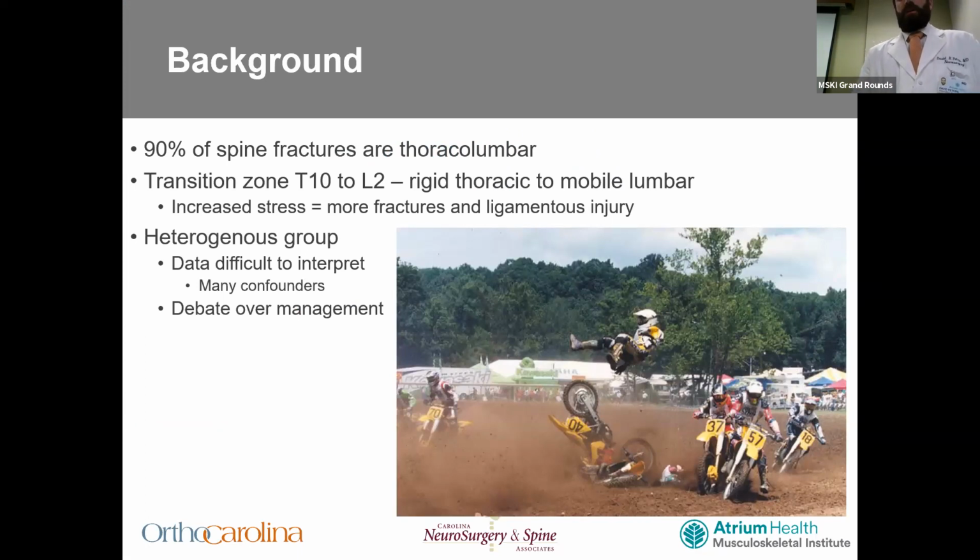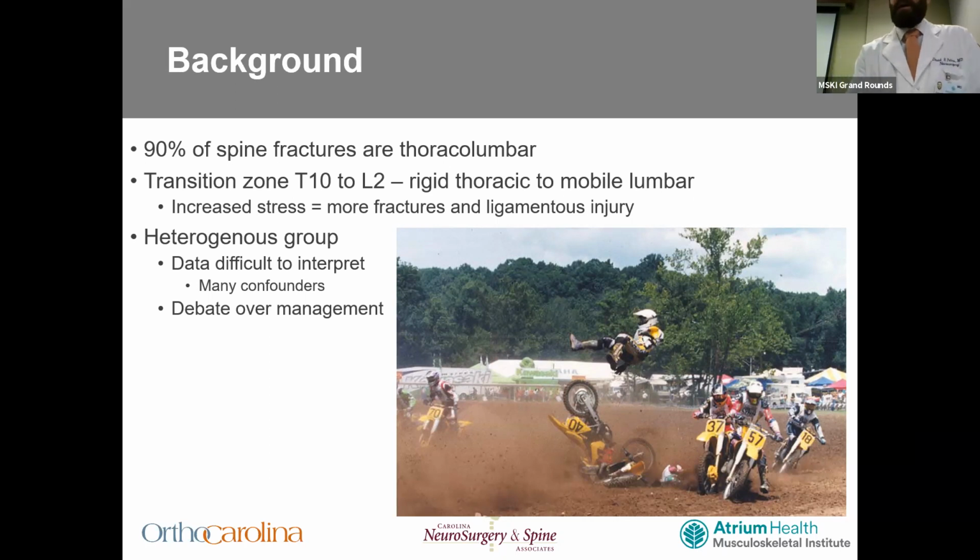A big reason for that is you have the transition zone between the rigid thoracic spine and the mobile lumbar spine, and you get increased stress at this level, which leads to more fractures, more ligamentous injury. These fractures are a heterogeneous group that's often lumped together, and that can make data more difficult to interpret. You have a lot of confounding factors, and there's a lot of debate over the management.